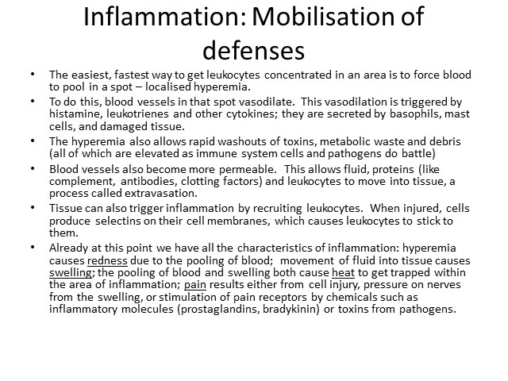Okay, so of the three stages of inflammation, the first is mobilization of defenses. And the fastest way to get a whole bunch of white blood cells in an area and concentrate them there is to force blood to pool in a spot, which is called localized hyperemia. So blood vessels in that spot vasodilate, and that vasodilation is triggered by histamine, leukotrienes, and various other cytokines also play a role. For the most part, this process of vasodilation is triggered off by the basophils and the mast cells and damaged tissue.